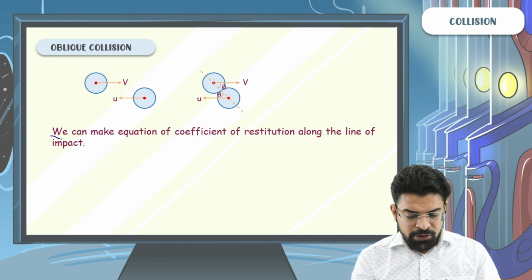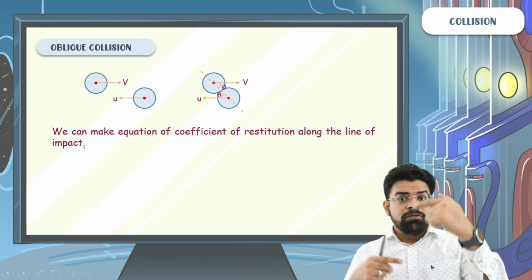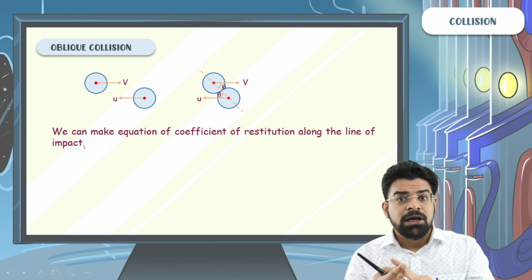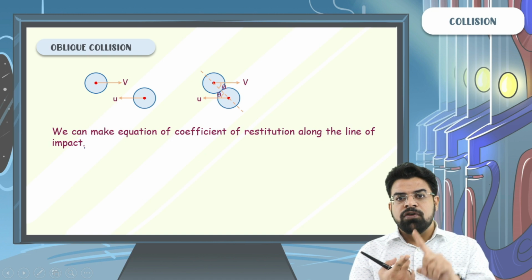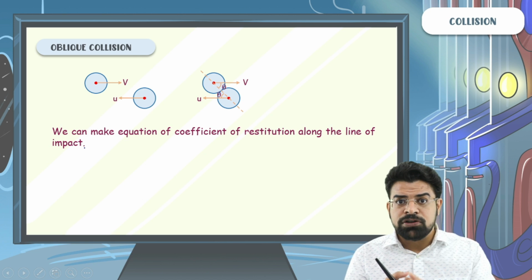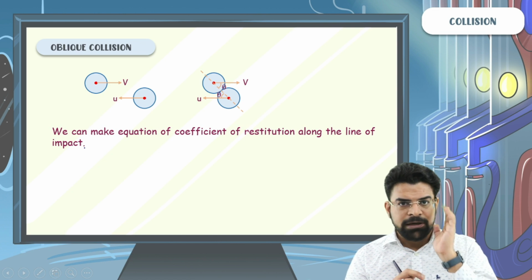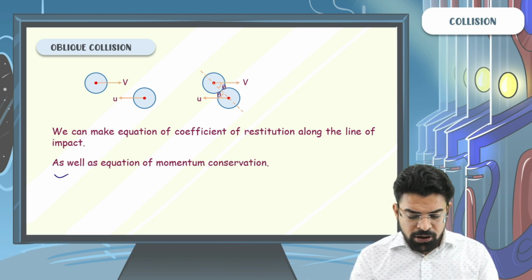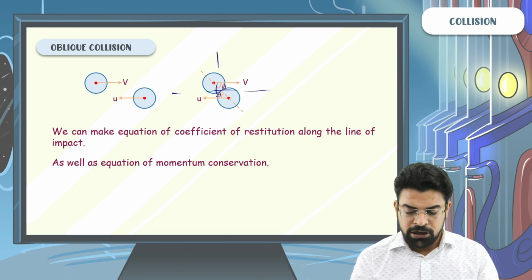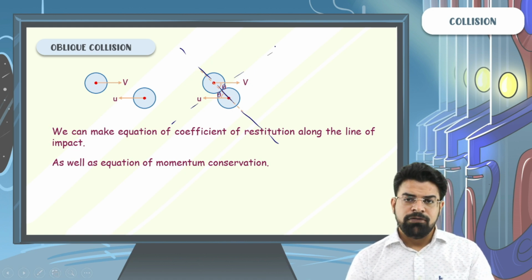The same thing. We can make the equation of coefficient of restitution along the line of impact. So you will have to write the velocity component along the line of impact before collision and after collision. Then coefficient of restitution equals velocity of separation upon velocity of approach, given that you take both along the line of impact. This is the first thing. Second, beta, you can also make the equation of momentum conservation in the horizontal direction, in the vertical direction, or along the line of impact and perpendicular to the line of impact.